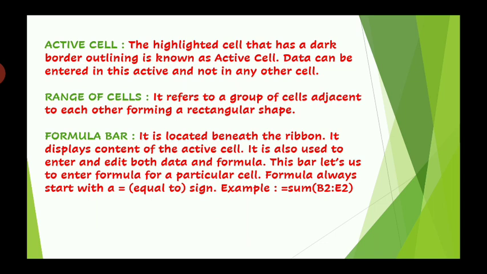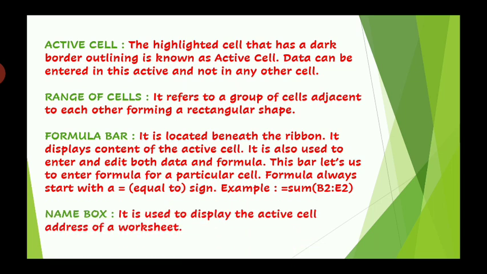Formula always starts with equal to sign. Remember this. For example, suppose we want to find the total from B2 to E2. So I will start the formula with the equal to sign, equal to SUM. SUM is the name of the function that will add the values. So equal to SUM, in the bracket B2 to E2. That means from cell B2 to E2 add all the numbers. Suppose in B2 we have 10, in C2 20, in D2 30 and E2 40. So it will add all these 10, 20, 30, 40 and give you the output. So that is the function of formula bar.